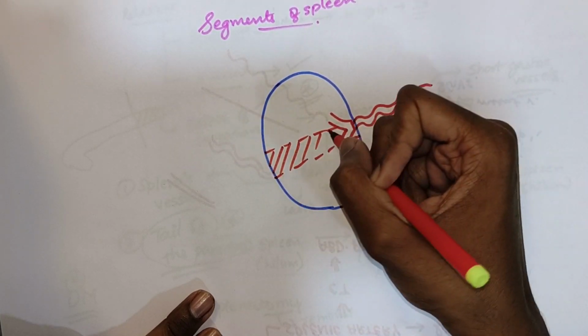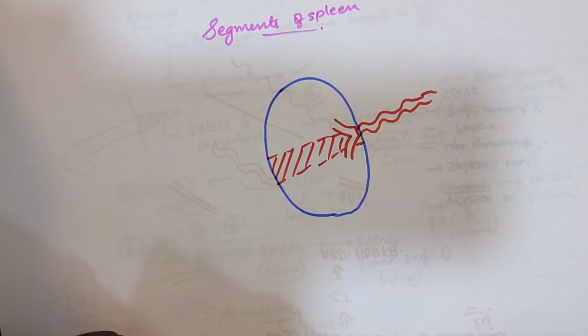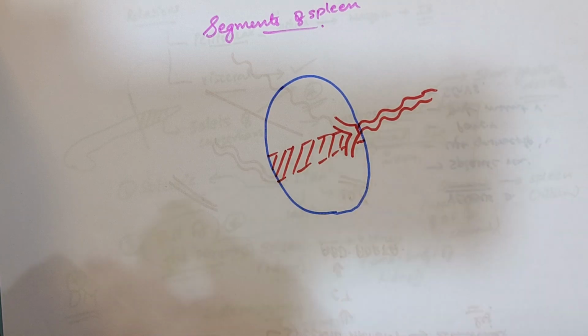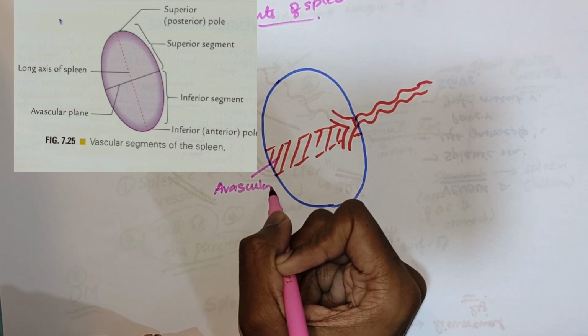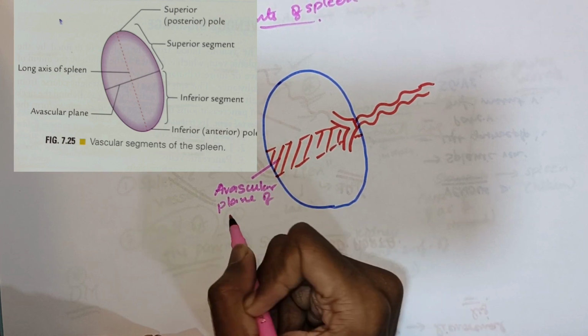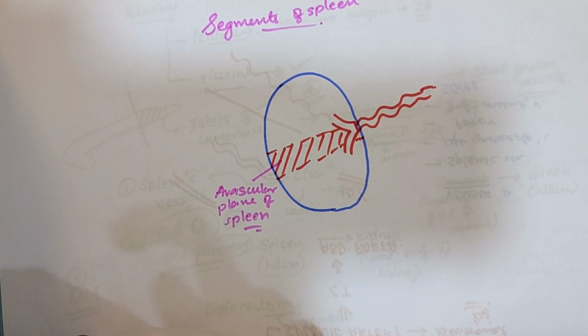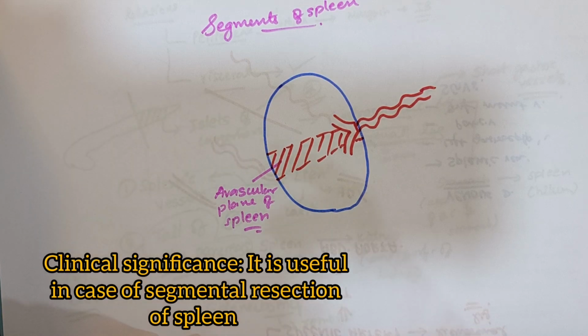What does the word avascular mean? Avascular means no blood supply, isn't it? So there is a plane existing between the two territories where there is no blood supply at all. So this is known as the avascular plane of the spleen. Something like this will also be seen in the kidney. There the plane is known as the avascular plane of Brodel. So do not be confused between both of these.